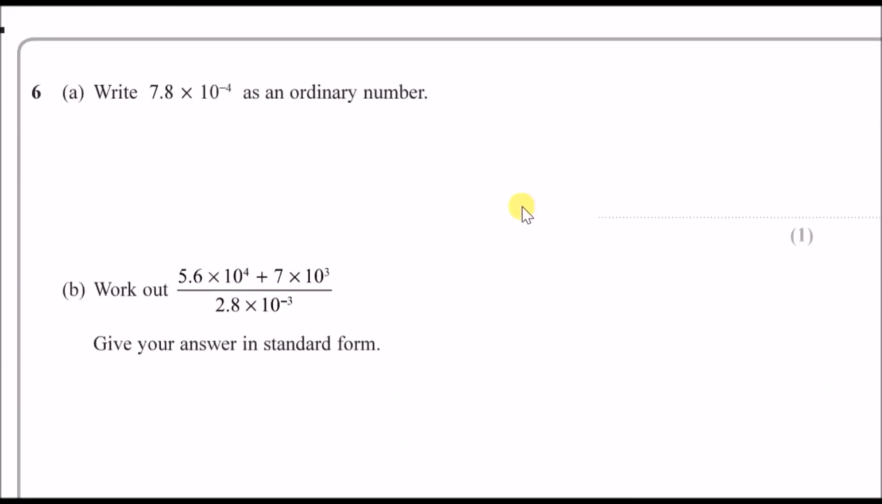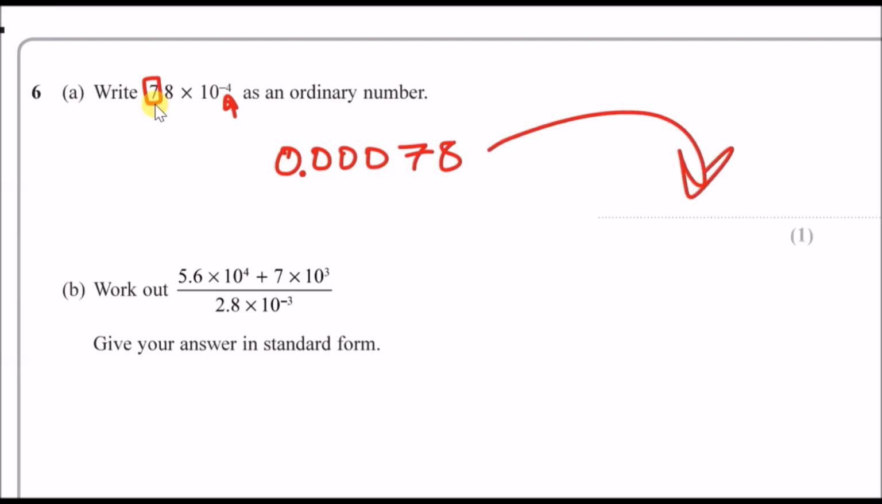And number 6. Write 7.8 times 10 to the negative 4 as an ordinary number. All this naturally means is that you want 4 zeros behind the 7. Every time you go negative power, take the unit digit and put whatever number of zeros it tells you. In this case, 4. So it's going to be 4 zeros like that, and then 78. And we always put a decimal place over here. And that's it. That's literally 1 mark for that.